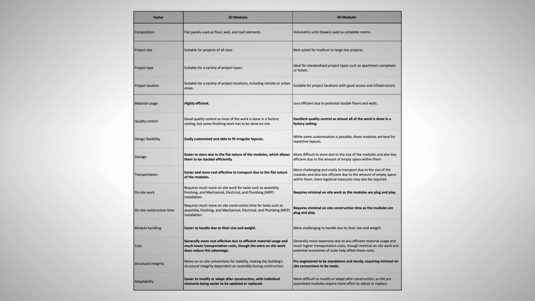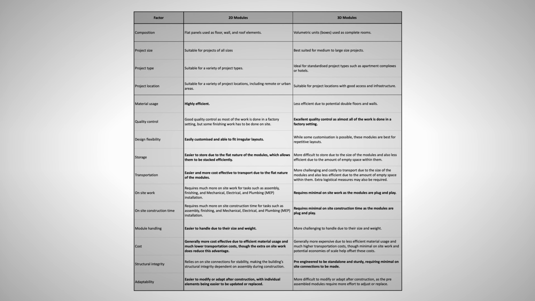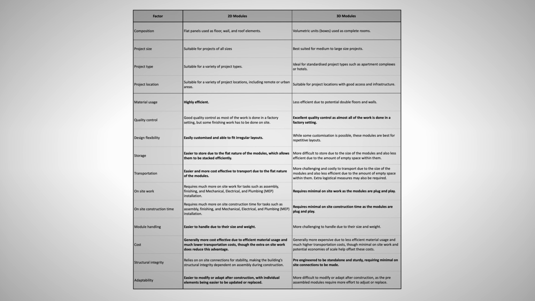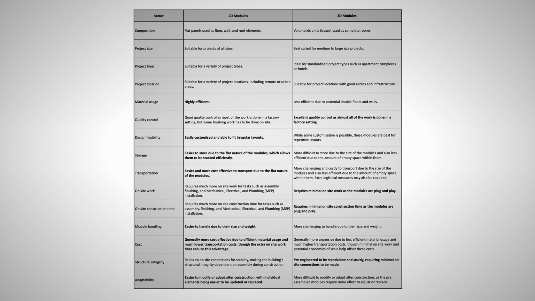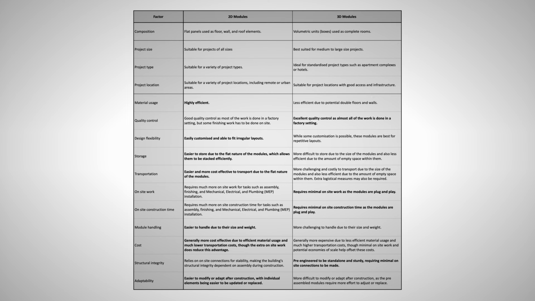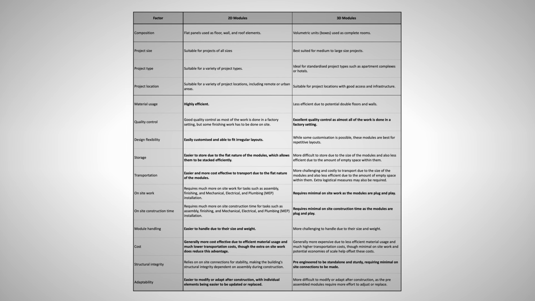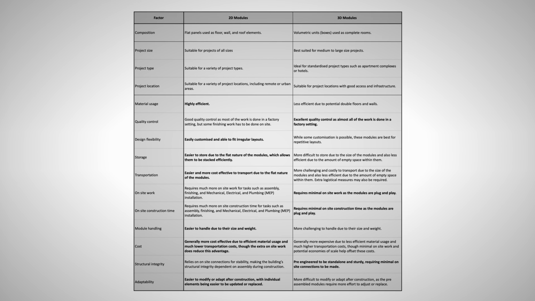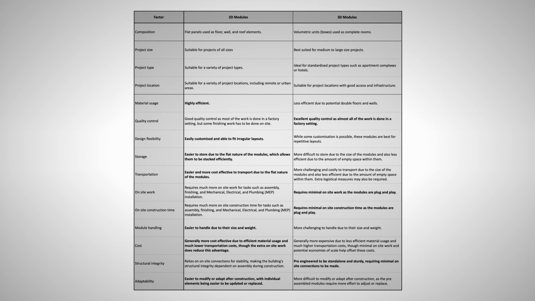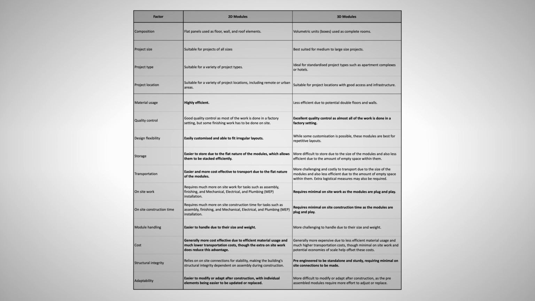These modules are particularly advantageous in locations with robust infrastructure, as they are heavy, plug-and-play modules that significantly reduce on-site construction time. In some cases, a hybrid approach may be the optimal solution, combining the design flexibility of 2D panels with the efficiency of 3D volumetric units. By leveraging the strengths of both methods, it is possible to optimize cost, enhance quality, and improve overall project efficiency.